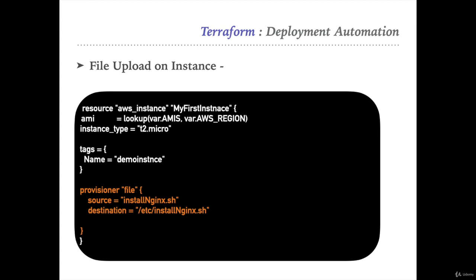If you want to upload a file on the instance, then this is the code which we can use. Over here, the highlighted code is basically uploading install_nginx.sh to the etc location. So we need to use the file provisioner, right? We need to provide the source, and inside the source you need to provide the complete path of the file. Then inside the destination, you again need to provide the complete path, that is, at which destination you want to put that particular file on the machine on AWS.